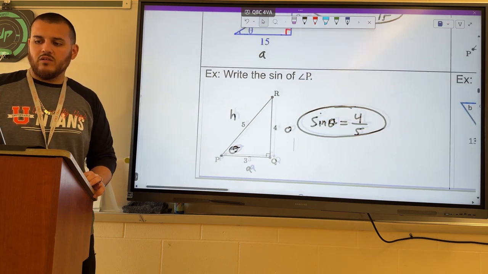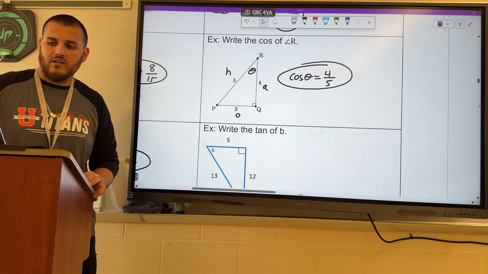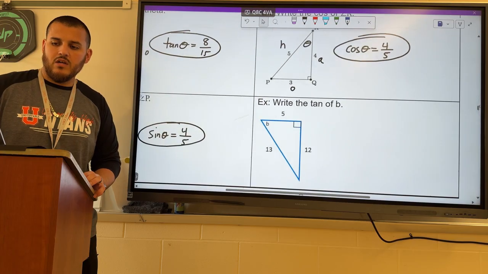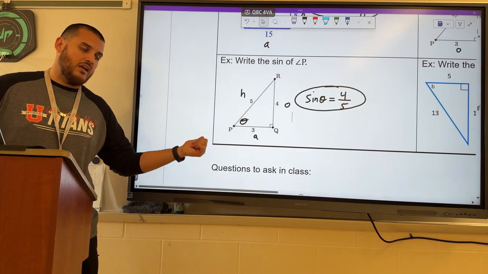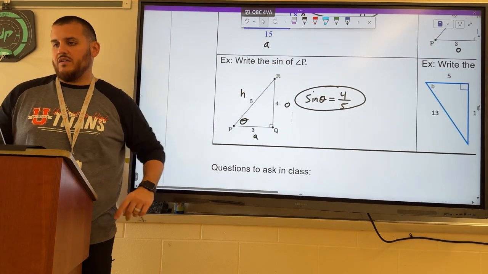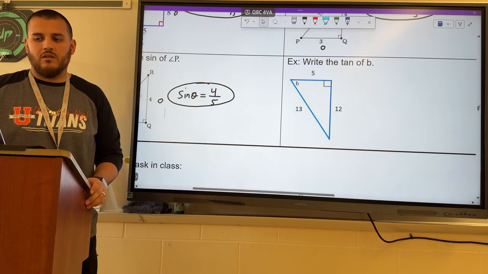By the way, there's a little Easter egg there. Look, the cosine of theta is 4/5 in this example. This is the same triangle. The sine of the other angle is also 4/5. That'll come up later in our unit.